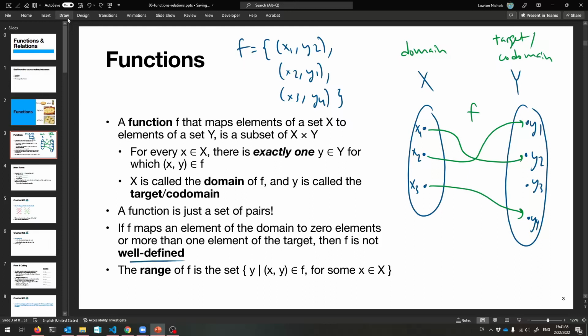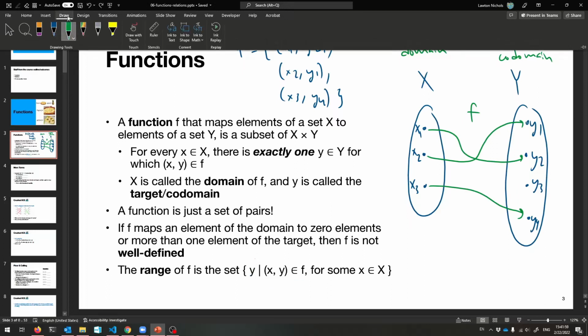Okay? We want our functions to be well-defined, we say. All right? And finally, the final term that I'm sure you've heard before is the range. The range of a function is just all the things in the target/codomain that are being hit by somebody, okay? So it's all the y's such that xy is in f for some x. Okay, so we can define that too.